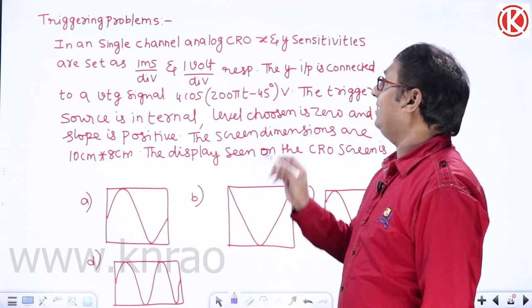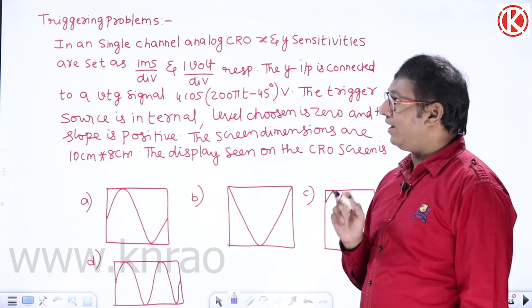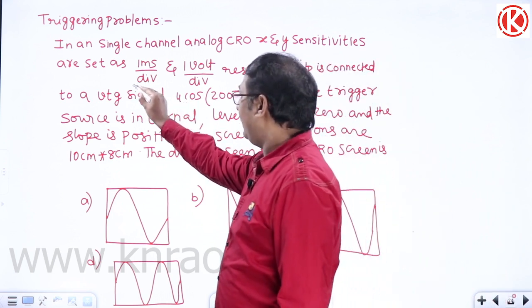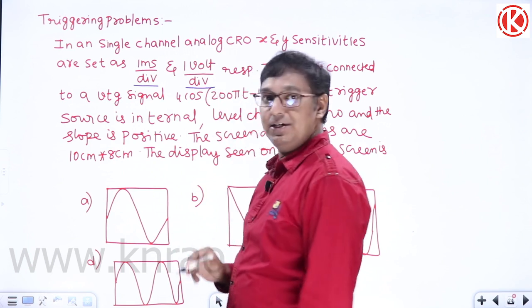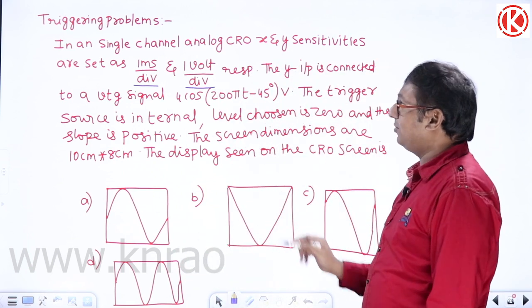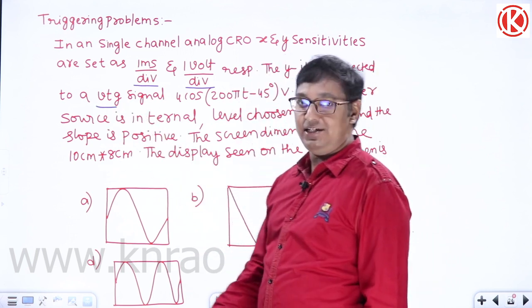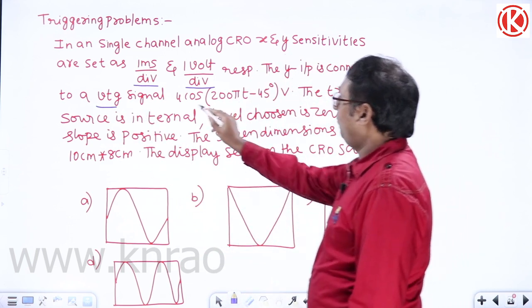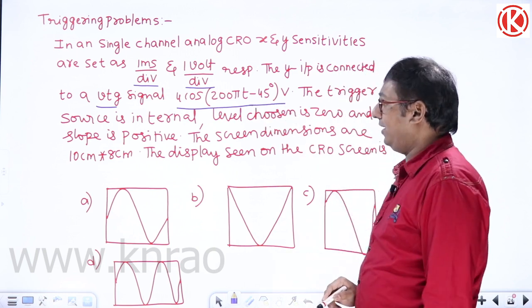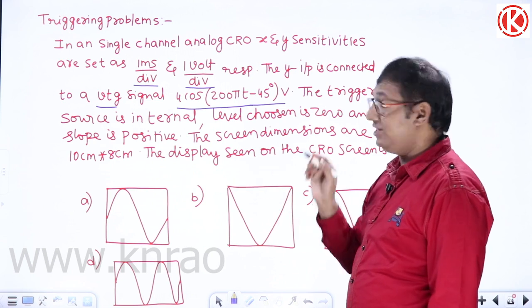In a single channel analog CRO, X and Y sensitivities are 1 millisecond per division as well as 1 volt per division. Next, the Y input is connected to a voltage signal, VTG, voltage signal 4 cos(200 pi t minus 45 degrees) volts. This is our Y input. The trigger source is internal.